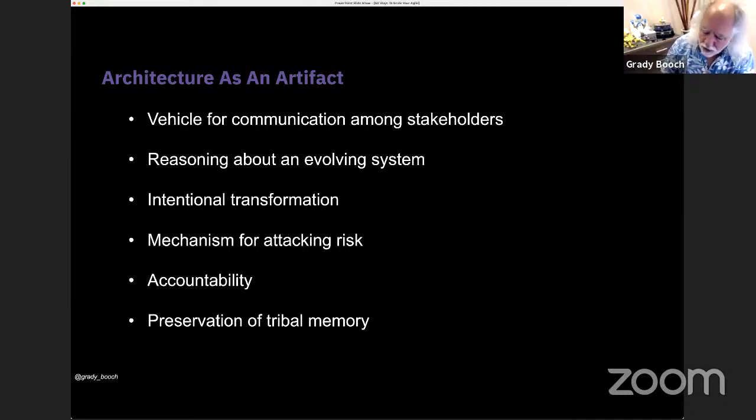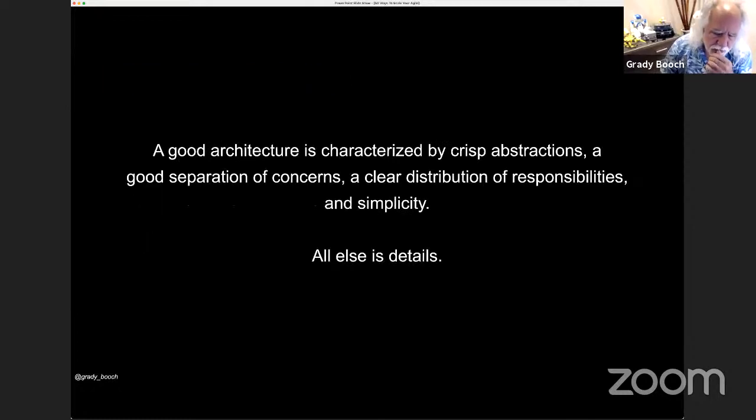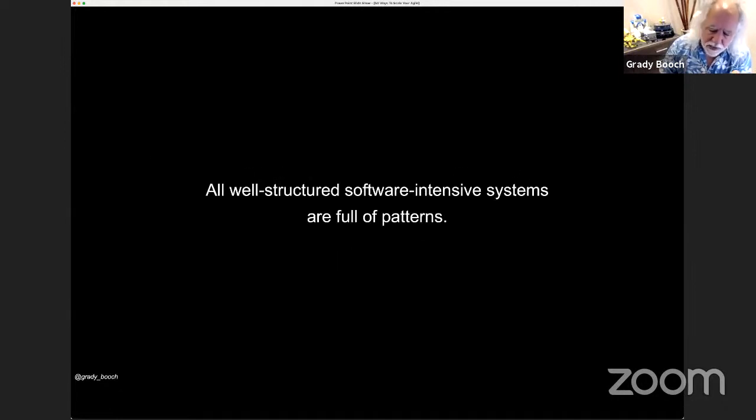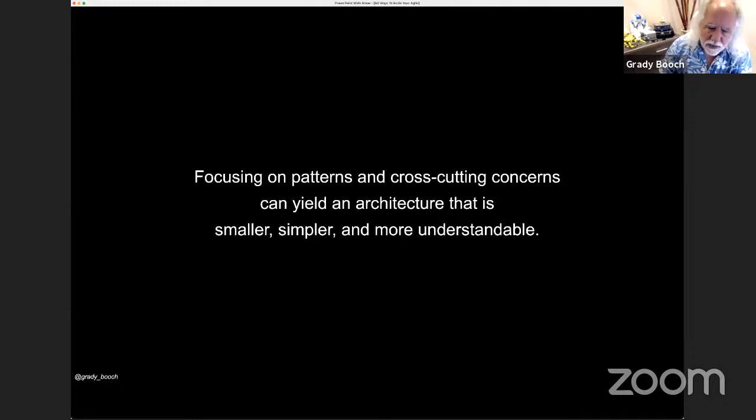Now, I am all for architecture diagrams, but I am also all for one in which I throw most of them away. And I'll only keep those kinds of visualizations that capture things that are not evident in the code itself. A good architecture is characterized by crisp abstractions, a good separation of concerns, clear distribution of responsibilities, and simplicity. Everything else is details. And furthermore, all such systems are full of patterns.